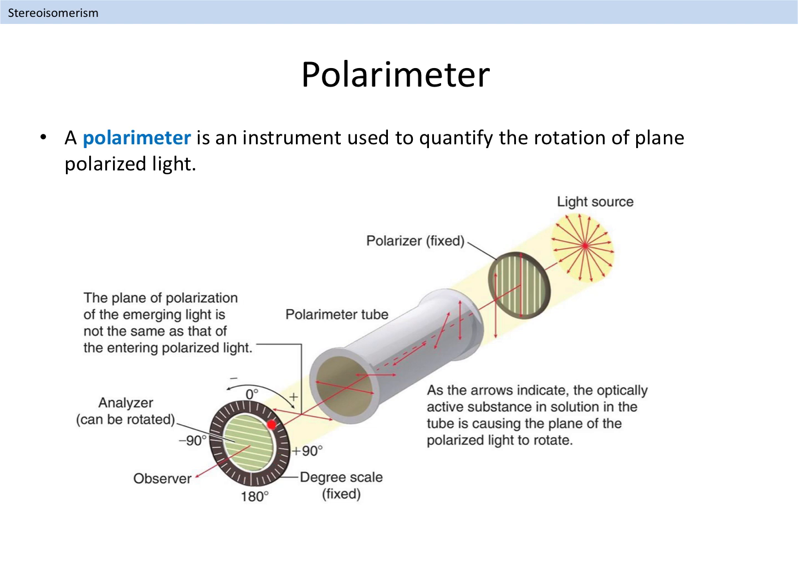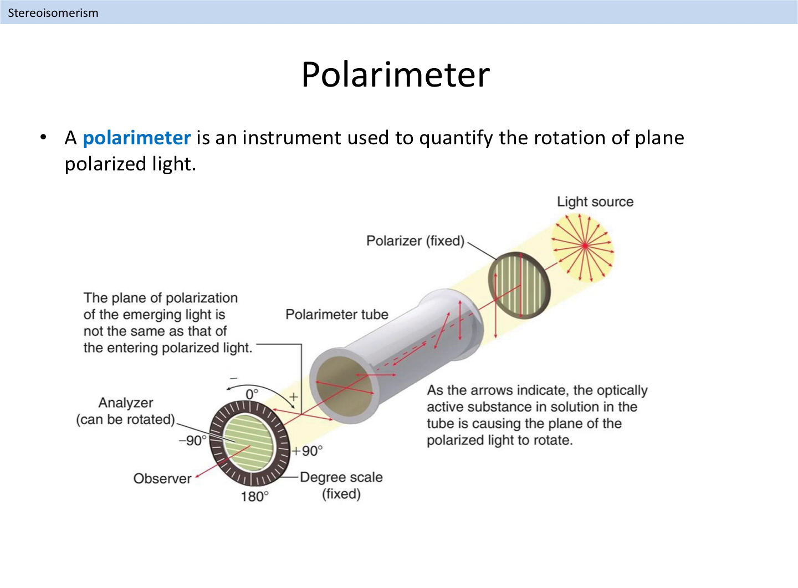The analyzer can be rotated to measure the angle at which the light passes through it with maximum intensity. This angle corresponds to the degree of rotation induced by the chiral compound. The observer or detector then reads the angle of rotation on a degree scale, which is usually fixed in the polarimeter. The rotation can either be to the right, known as dextrorotatory, or to the left, known as levorotatory.